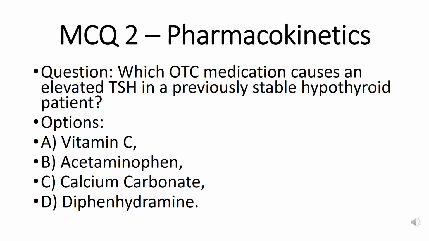As a result, less levothyroxine reaches the bloodstream. Even though the patient continues taking the same prescribed dose, the body effectively receives less thyroid hormone. Over time, thyroid hormone levels may decline. The pituitary gland senses this reduction and responds by producing more thyroid-stimulating hormone, or TSH. The result is an elevated thyroid-stimulating hormone level and, in some cases, the return of hypothyroid symptoms.